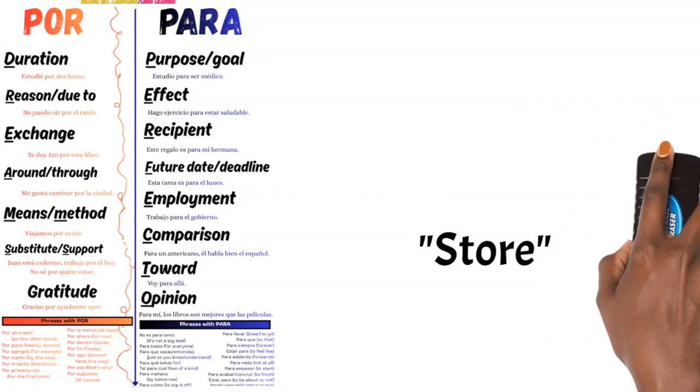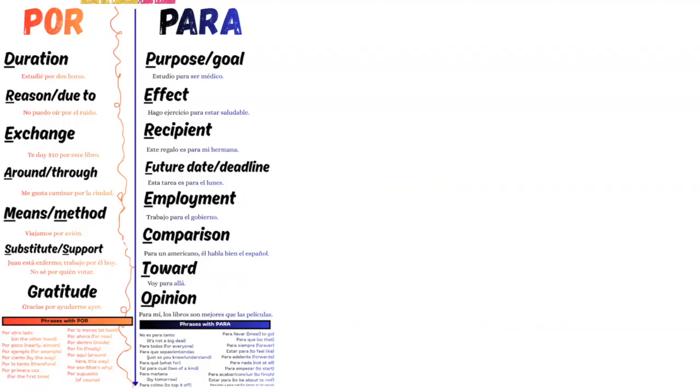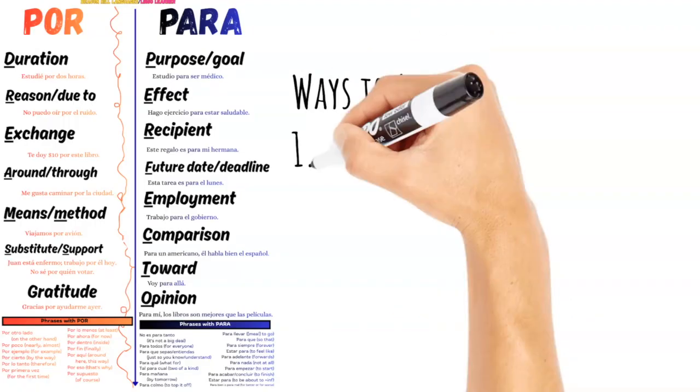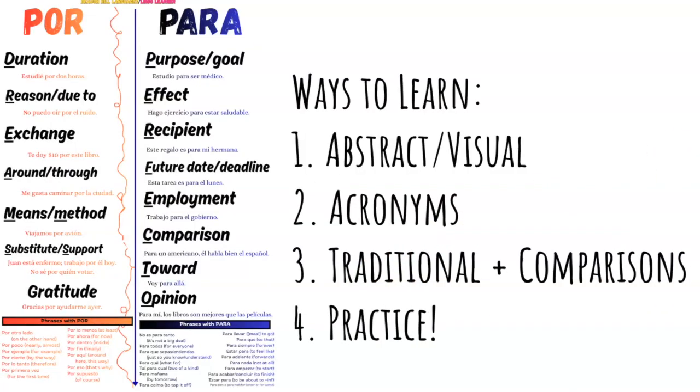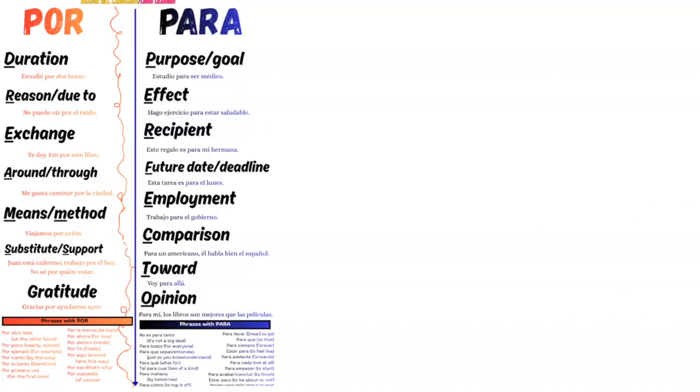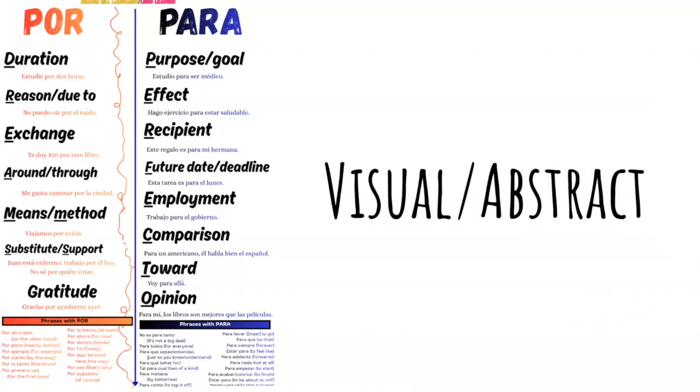The sheet provides a few different ways to learn, so focus on the one that suits you best. We'll start with the visual abstract explanation, then some acronyms, then a traditional explanation with some comparisons between the two words, and after that, as always, we'll have some practice rounds. First of all, let's get a bird's eye view of this concept.